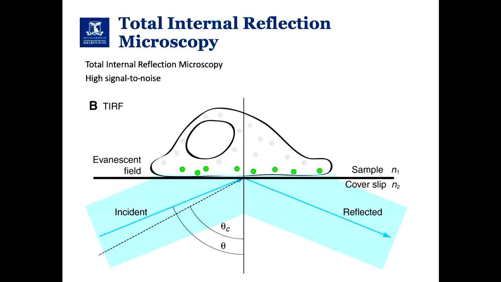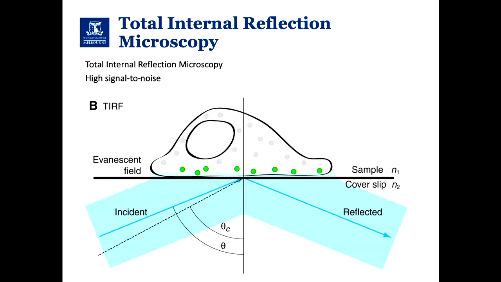TIRF microscopy. So TIRF is total internal reflection microscopy. In most other fluorescence modes, so this is an inverted system, this is our cover slip, this is our sample, our objective is below here. We are taking the excitation light and shining it directly up through our sample, exciting the fluorophores, and then collecting the fluorescence that's been emitted straight back down.